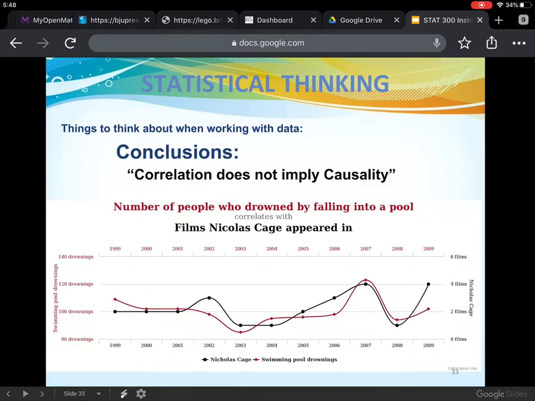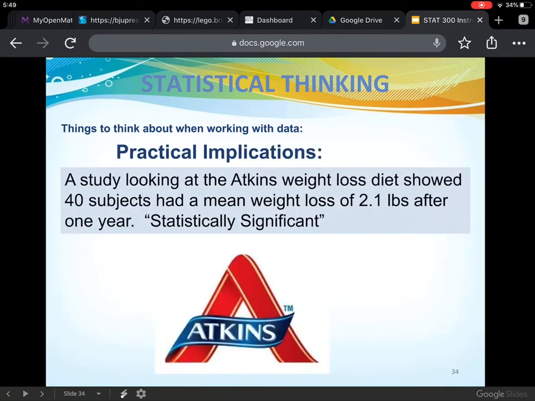Here's another one. The number of people who drown by falling into a pool correlates with films Nicolas Cage appeared in, right? There's a correlation. You see that by the graph, but one doesn't cause the other, right? Just because you watch a film that Nicolas Cage is in doesn't mean you fell in a pool and drowned. So correlation and causation are different things.